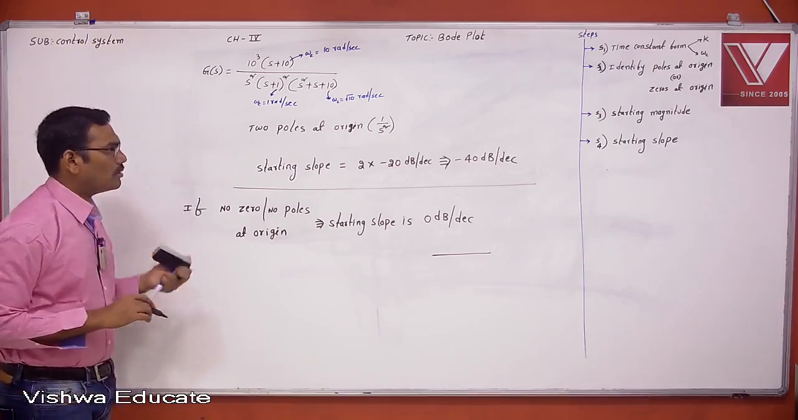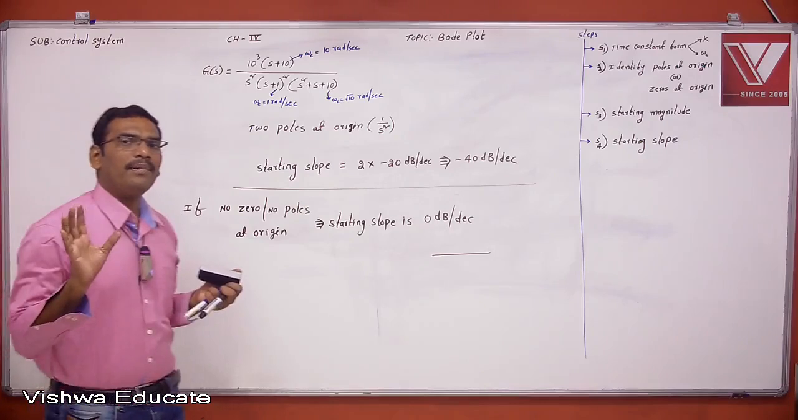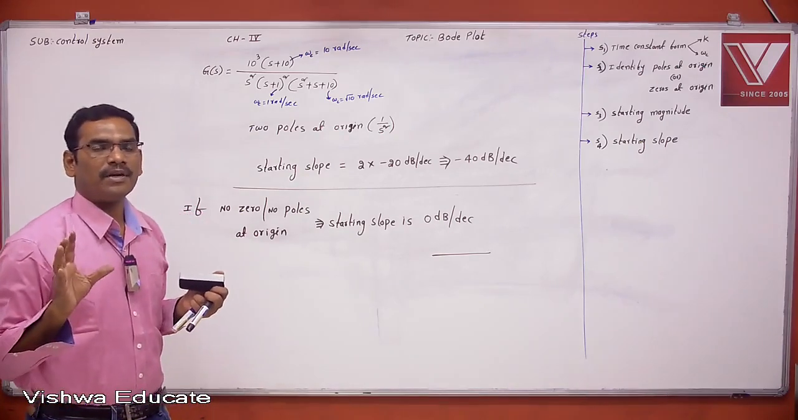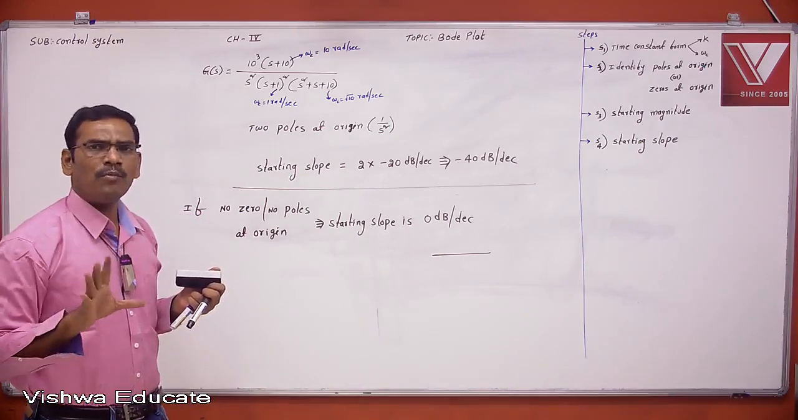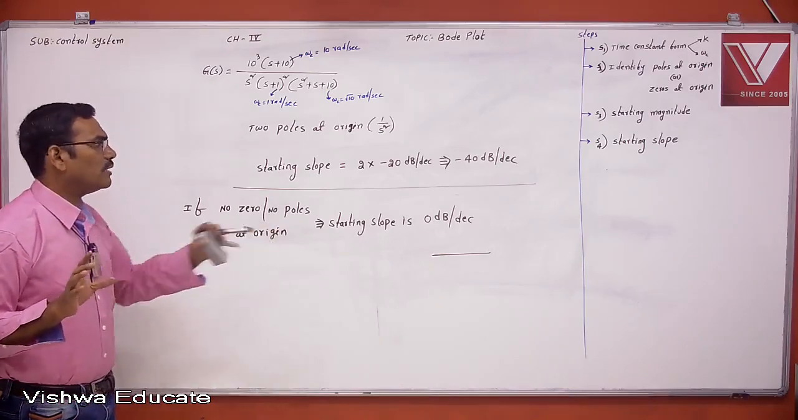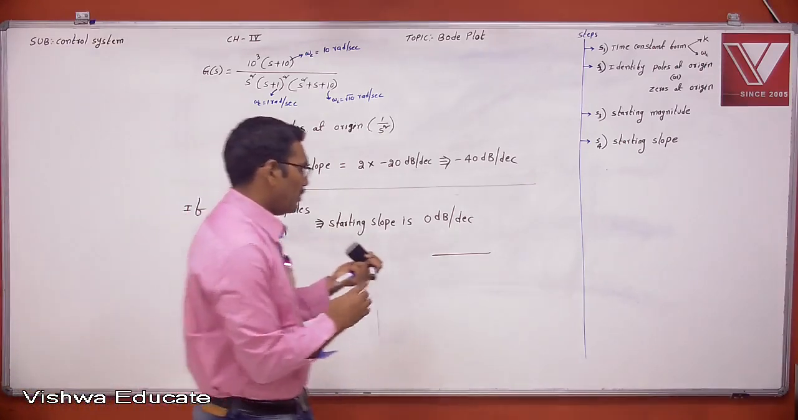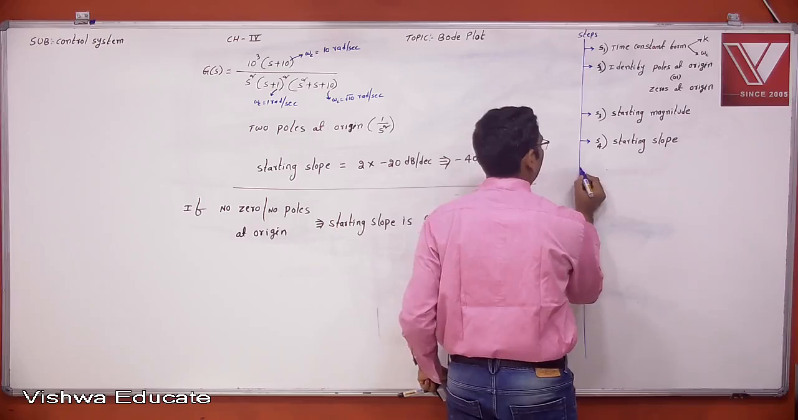Understand or not? Now this is step number 4. The starting slope is decided by the number of zeros at origin or the number of poles at origin. If there is no pole and no zero at origin, the starting slope is 0 dB per decade. Okay. Now we'll find step number 5.